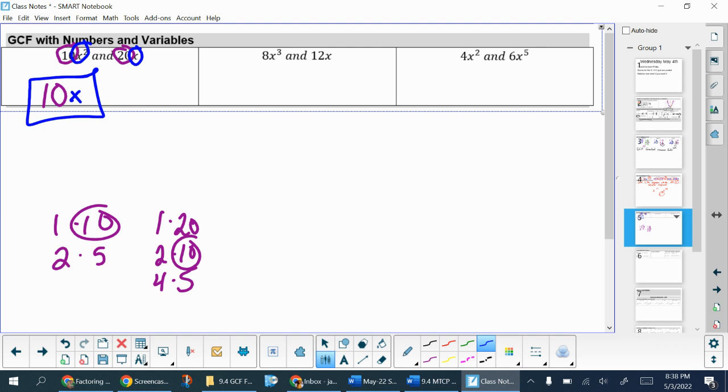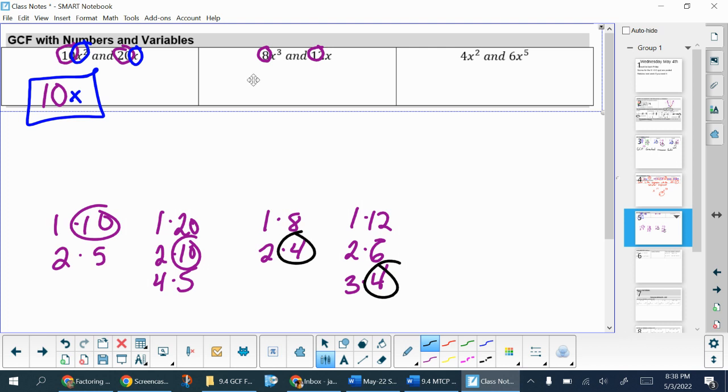So finding the greatest common factor of the numbers is still the hardest part of this. And we've done that already. So here we've got 8 and 12. And again, we did this already, but 8 is 1 times 8, or 2 times 4. 12 is 1 times 12, 2 times 6, or 3 times 4. And so 4 is the greatest common factor.